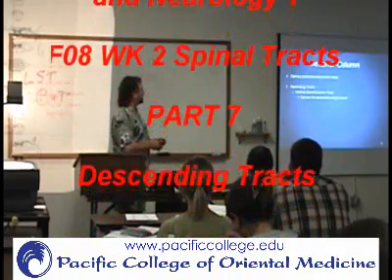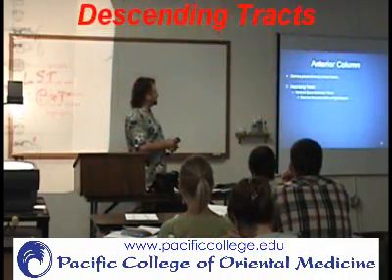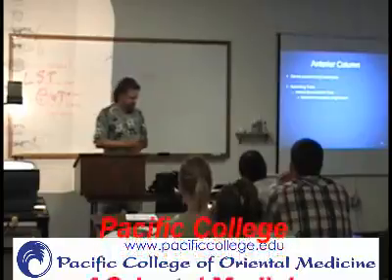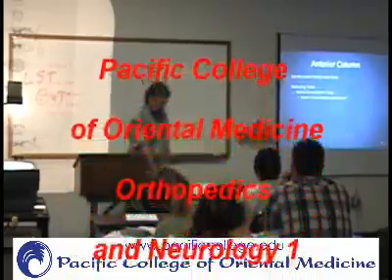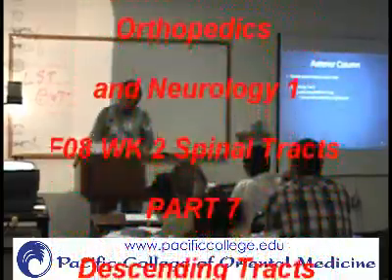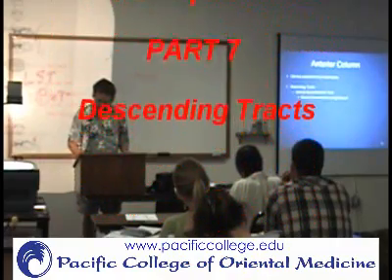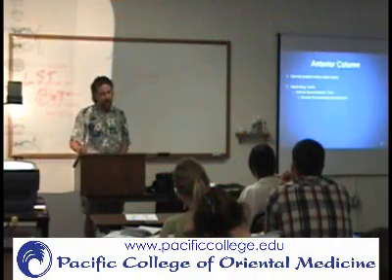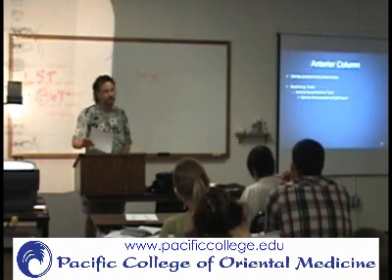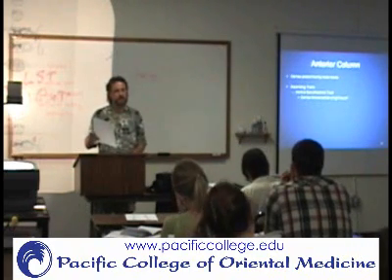So now we're talking about the anterior column, and it's going to be predominantly motor tracts. So obviously those are going to be descending tracts. And then how many neurons are they going to have? Two. And where's the synapse going to be?